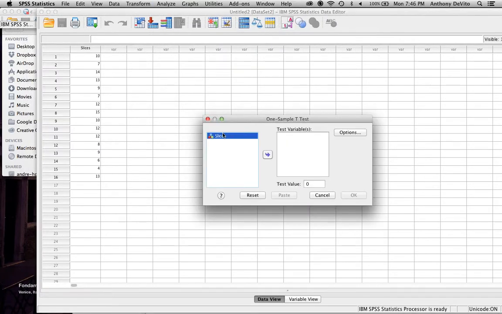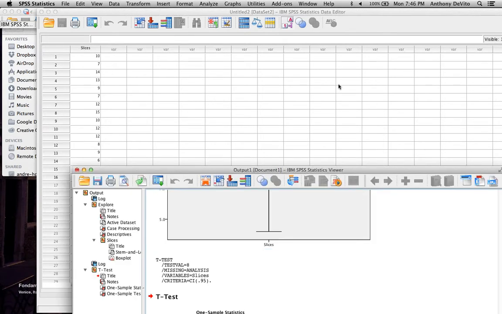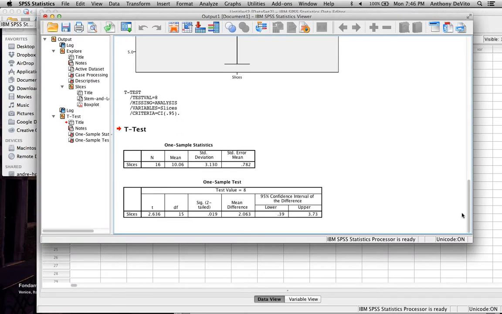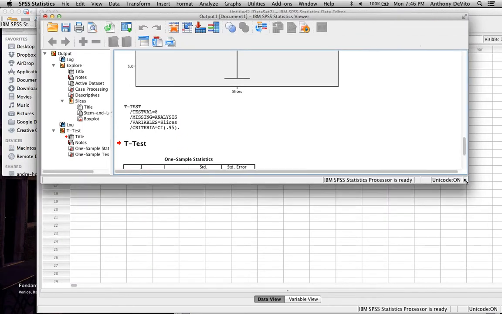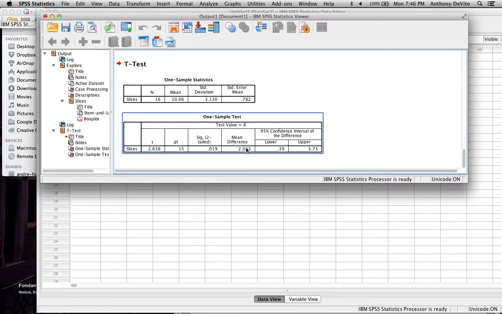So I'm going to move my slices in here. That's my test variable, and I'm going to compare it to what I believe the population mean to be, which is 8. I'm comparing my mean of 10.06 to my population mean of 8, and I'm going to click OK, and SPSS is going to go ahead and do that t-test for me. Let's see what I get.